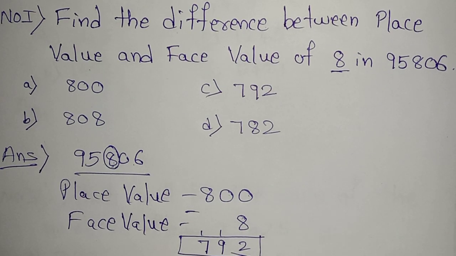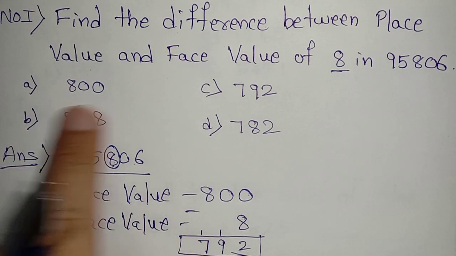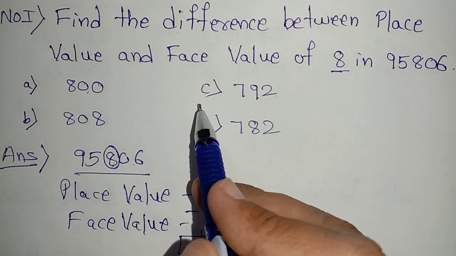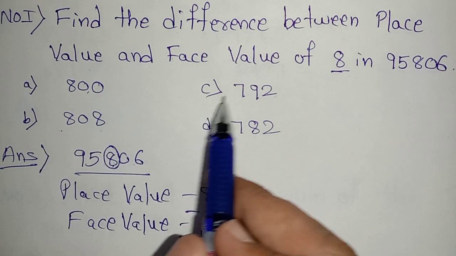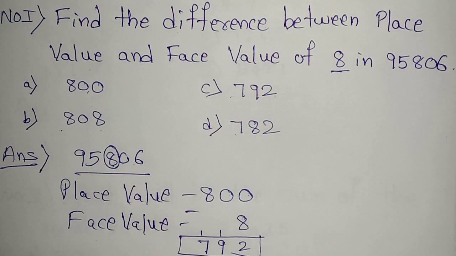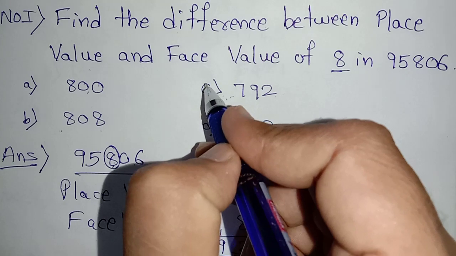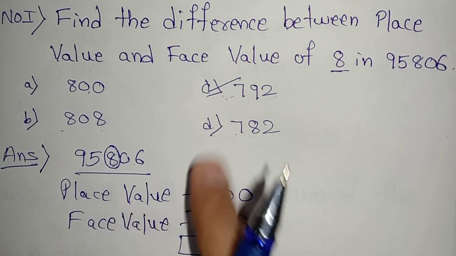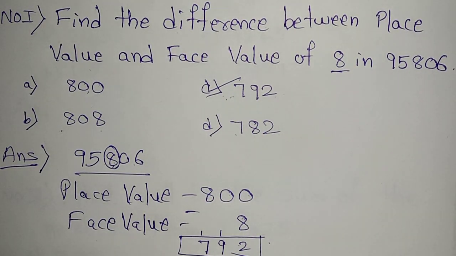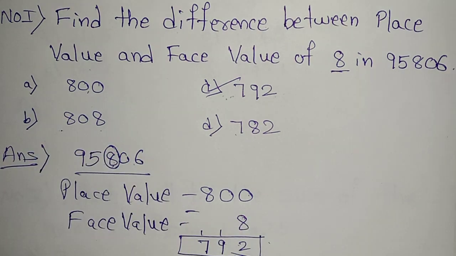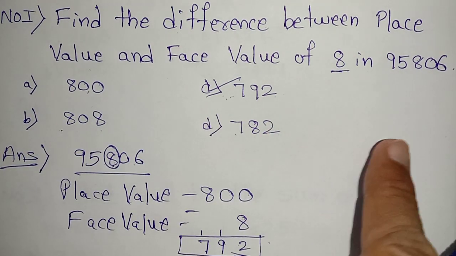So we have to see whether this answer is available in the 4 options. The first is 800, second is 808, third is 792, and fourth is 782. So what answer did we get? 792. So C is the right answer. For C you have to put a circle in the OMR sheet while writing the Navodaya entrance exam. Okay friends, this is how to find the difference between the place value and face value.